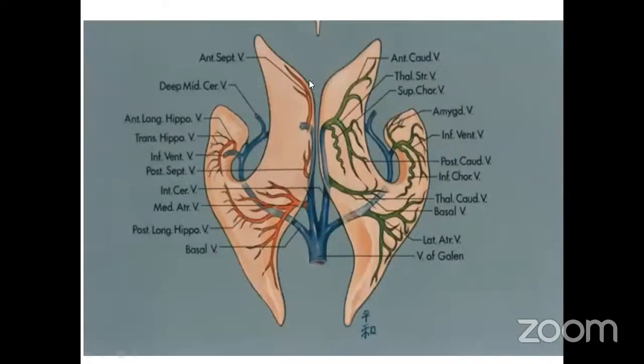As in this image, we can see the anterior septal vein, the posterior septal vein that is present in the body and the medial wall of the lateral ventricle, the medial atrial vein present in the atrium, and the posterior longitudinal hippocampal vein and anterior longitudinal hippocampal vein, into which the transverse hippocampal vein drains.